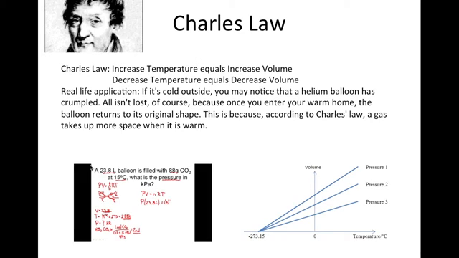Charles' law. Increased temperature equals increased volume, decreased temperature equals decreased volume. A real life application is if it's cold outside, you may notice that a helium balloon has crumpled. All isn't lost, of course, because once you enter a warm home, the balloon returns to its original shape. This is because, according to Charles' law, gases take up more space when they are warm. In Charles' law, increased temperature equals increased volume, decreased temperature equals decreased volume.